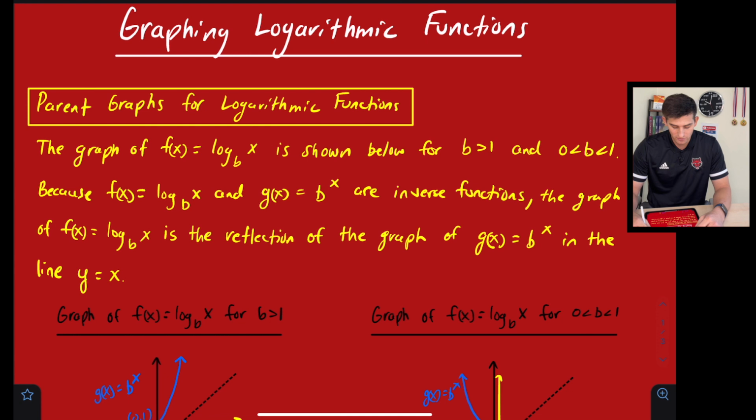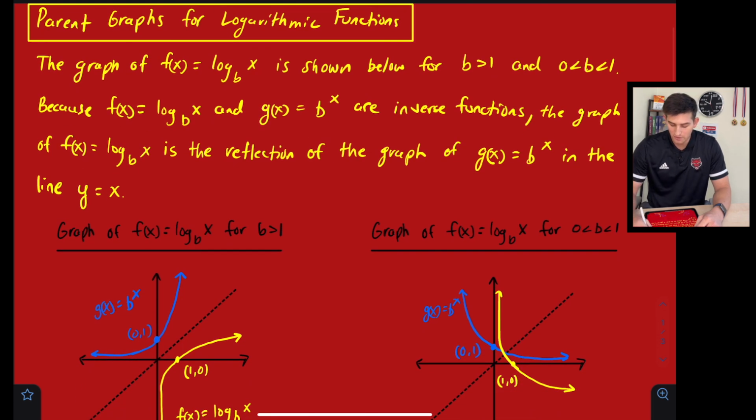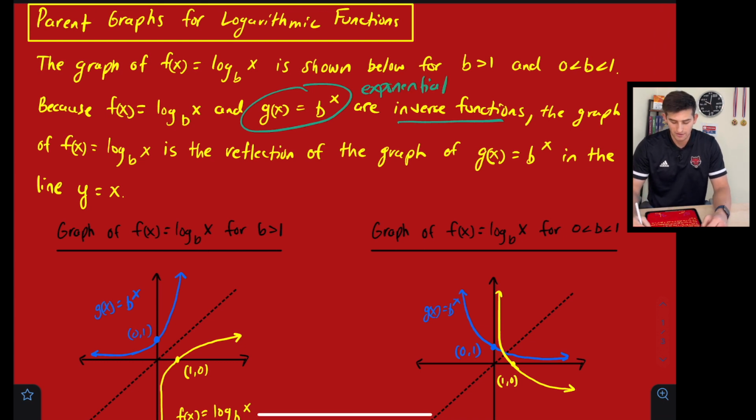So the parent graph for a logarithmic function, the graph of f of x equals log base b of x, is shown below. We're going to have these two examples down here for when b is greater than 1 and when b is between 0 and 1. Because f of x equals log base b of x and g of x equals b to the x are inverse functions, and that's what we just said, right? This function right here is our exponential function. So logs and exponentials are inverses.